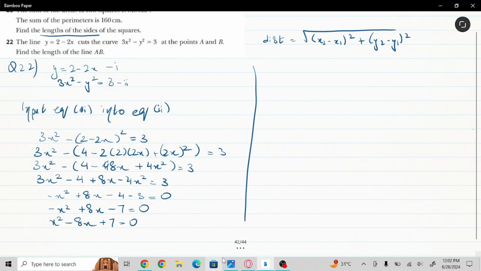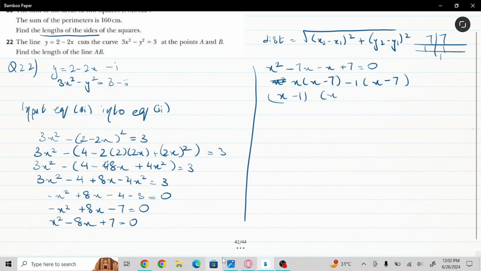So now what we do is factorize this. Let me take the common of 7, so 7 and 1 are the only factors. So x squared minus 7x minus x plus 7 is equal to 0, and it factorizes: x minus 7, minus 1, x minus 7. So x minus 1, x minus 7 is equal to 0. I know I promised that I won't do the quadratic equations, but this was a really easy one, so I did it. x equals 1 and x equals positive 7.